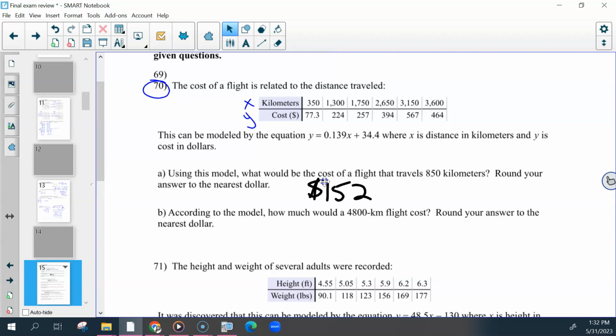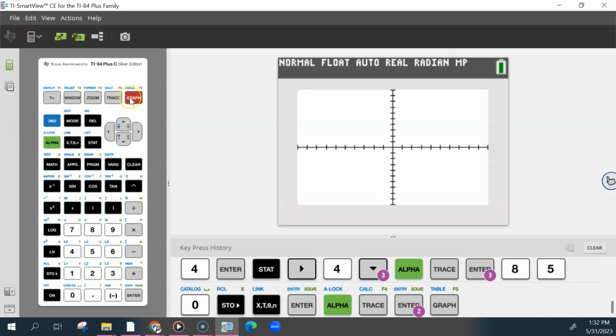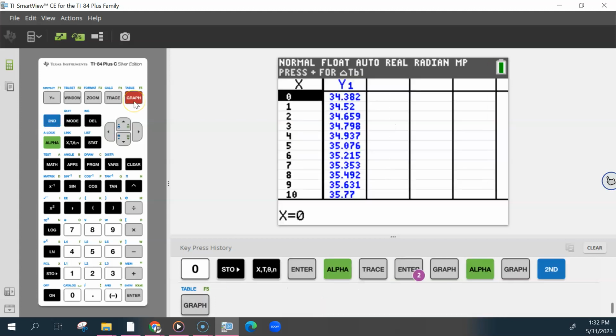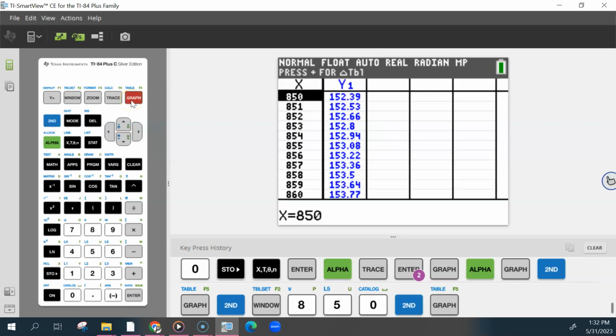The other way you could do this instead of storing it is go into the table, second graph. Here we go. And instead of scrolling through this until you get to 850, because that would take forever, go into second window, change this value to 850. And then go back to the table, second graph. And it would tell you exactly what your Y value would be at 850.